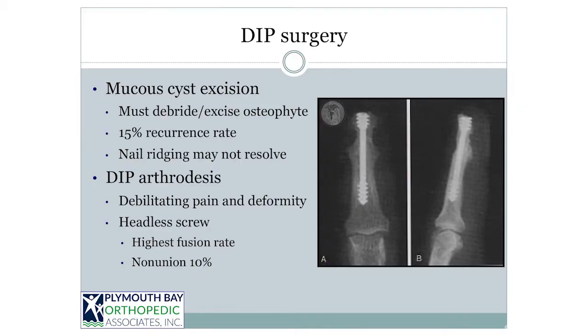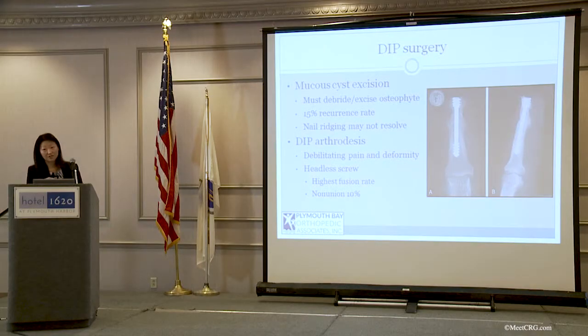The other surgery performed at this joint is the arthrodesis, or fusion, of that joint. If you have severe debilitating pain in that joint and you really can't do the activities that you want to do, we actually fuse that joint. There is no joint replacement for the distal joints. It just needs more stability, and so that involves a fusion.